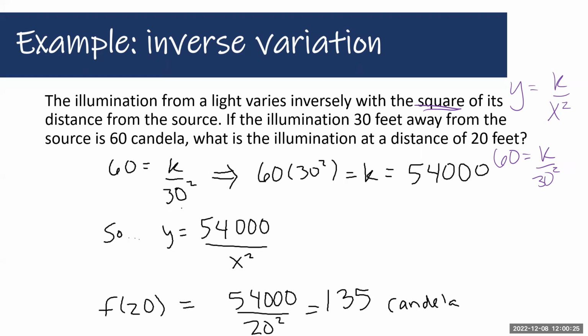So 60 equals k over 30 squared. Solve for k here and you're going to get 54,000. So we know that y equals 54,000 over x squared. For anything that we want to do, we just evaluate the function at that x. Here we wanted 20. So we plug 20 in as x, and we're going to see that our answer is 135 candela.